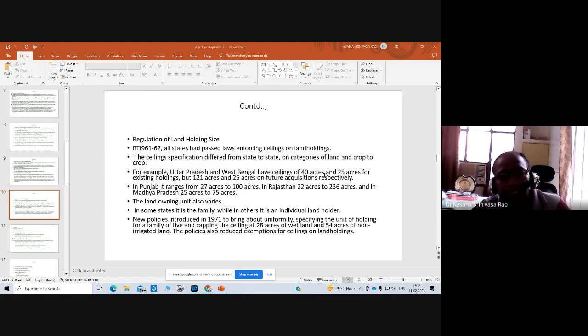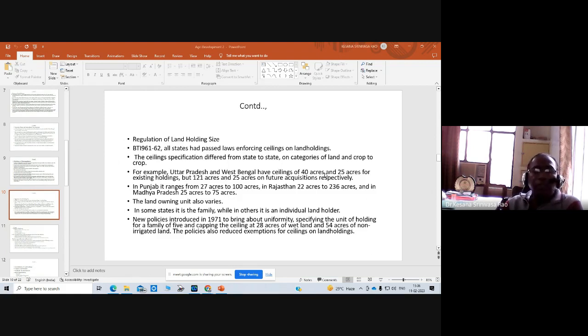In Punjab it ranges from 27 acres to 100 acres. In Rajasthan 22 to 236 acres, because Rajasthan is a fully dry state, while Punjab is a highly irrigated state, that's why the difference is there. Minimum this much and maximum that much. And in Madhya Pradesh it is semi, 25 to 75 acres. Some land is prone to irrigation, some is dry area.